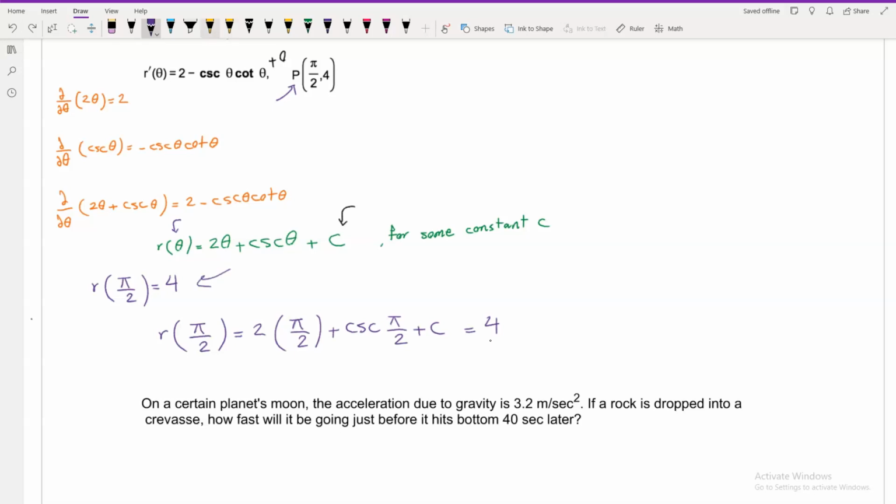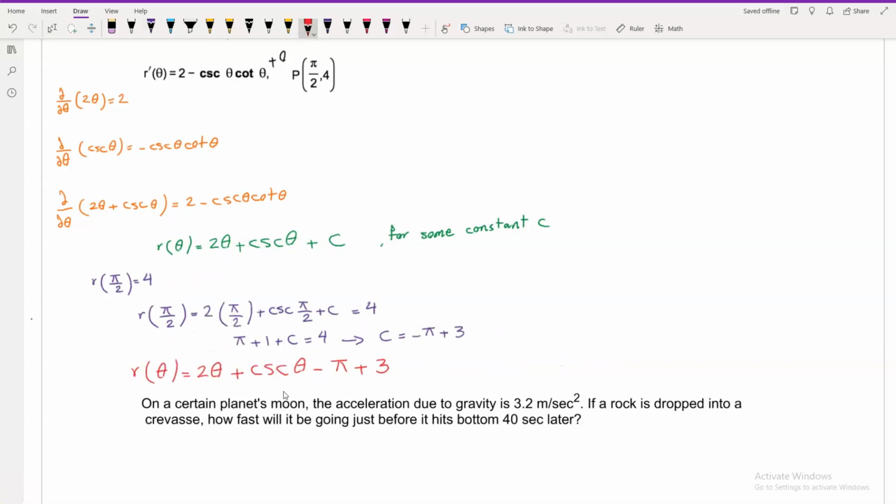Now we can simplify. So here 2 divided by 2. Here on this part we have pi plus cosecant pi over 2. That is equal to 1. So here we have pi plus 1 plus c equal to 4. Solving for c, c is equal to negative pi plus 3. Now use our function and substitute c. So our final answer is r of theta equal to 2 theta plus cosecant theta minus pi plus 3.